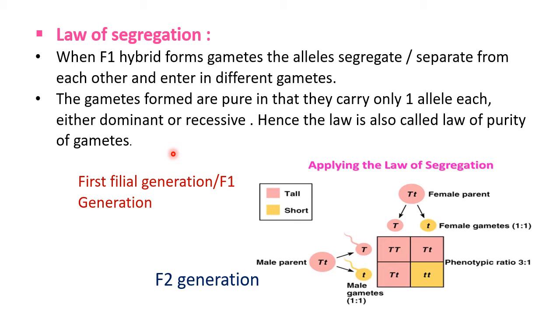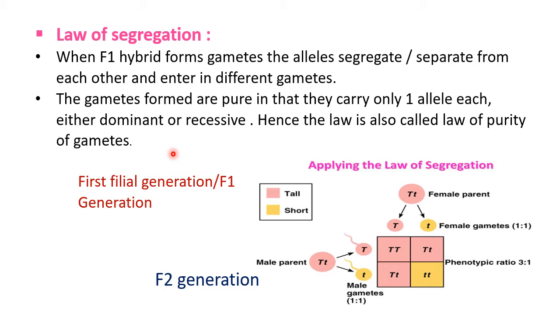This law is based on the fact that the alleles do not show any modification or mixing, and both the alleles are recovered in F2 generation, though one of these is not seen in F1 generation. And during the formation of gametes, these two alleles or factors separate or segregate from each other. A gamete may carry either the dominant or recessive factor, but not both at the same time. Hence, it is also called the law of purity of gametes.